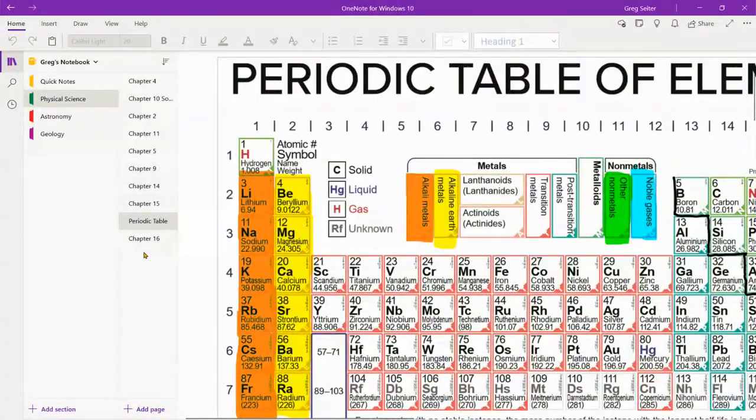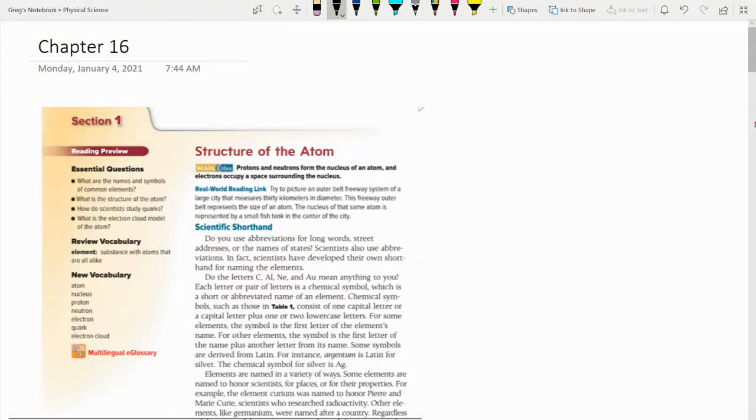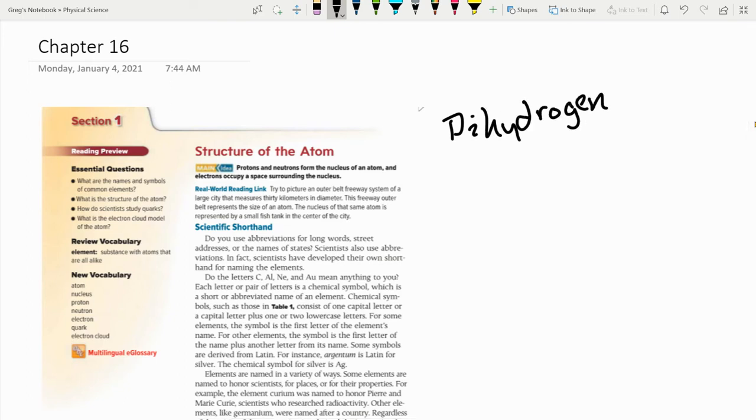It's simple, because if we have something like this, for example, I'm going to write this down. Dihydrogen monoxide. All this is simply water, H2O. We use scientific shorthand.